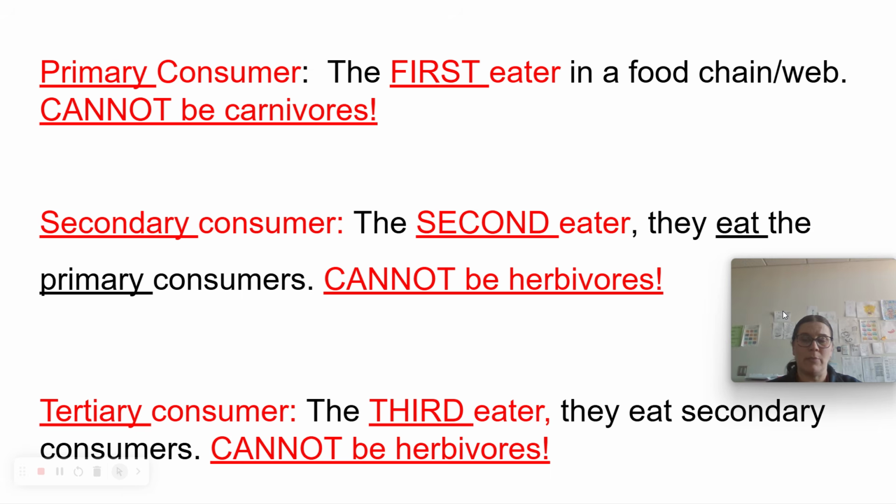Pause your video if you need more time to write. So again, no tricks. For primary, you just have to know it's first. It's just how I remember what primary is, first. Secondary is easy. It's the second eater, consumer. And tertiary, we're going to remember T for third. It's the third eater, the third thing that ate, and also cannot be herbivores anymore.